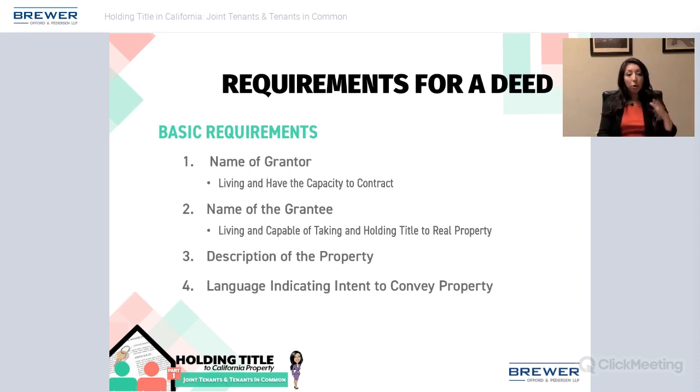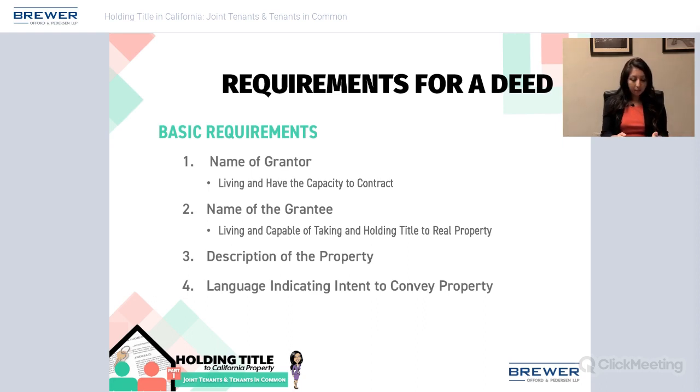So normally, back in the day, say like the early 1900s, I would have added 2 more. We would have name of grantor, grantee, description of property, language indicating intent to convey, and delivery of the deed and acceptance of the deed. And those are important because, for example, say a grandparent wanted to give their farm. This is a classic example that we get in law school.